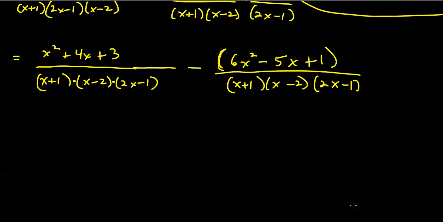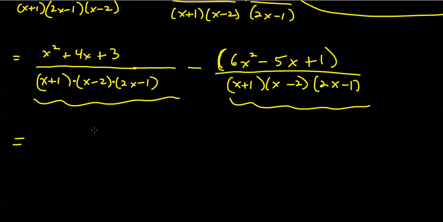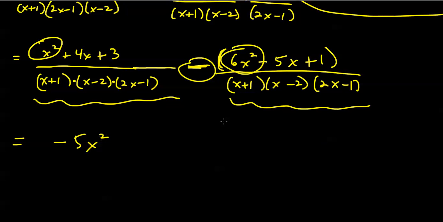Alright, I'm hoping the worst is over. Now I've got a common denominator in both of these rational expressions, and I can subtract those numerators as indicated. Well, x squared minus 6x squared gives me a minus 5x squared. Be careful of this negative sign again. 4x minus 5x, minus a minus 5x.